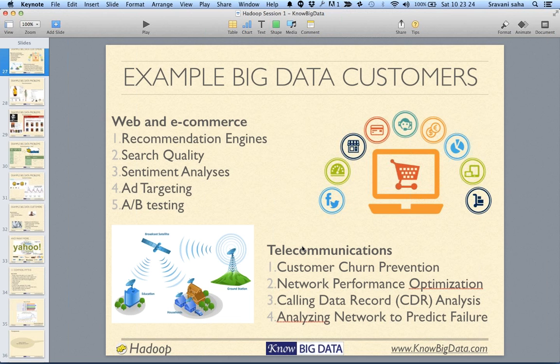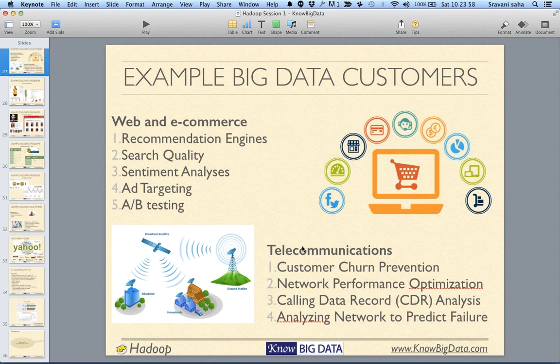So those are the kind of network performance optimizations they can figure out, and they are figuring it out using big data tools and technologies. They can do caller data analysis, and they can also do a prediction of failure. Just as we prepare a recommendation, this user, this product, this much, people can do a prediction of failure in a similar fashion.